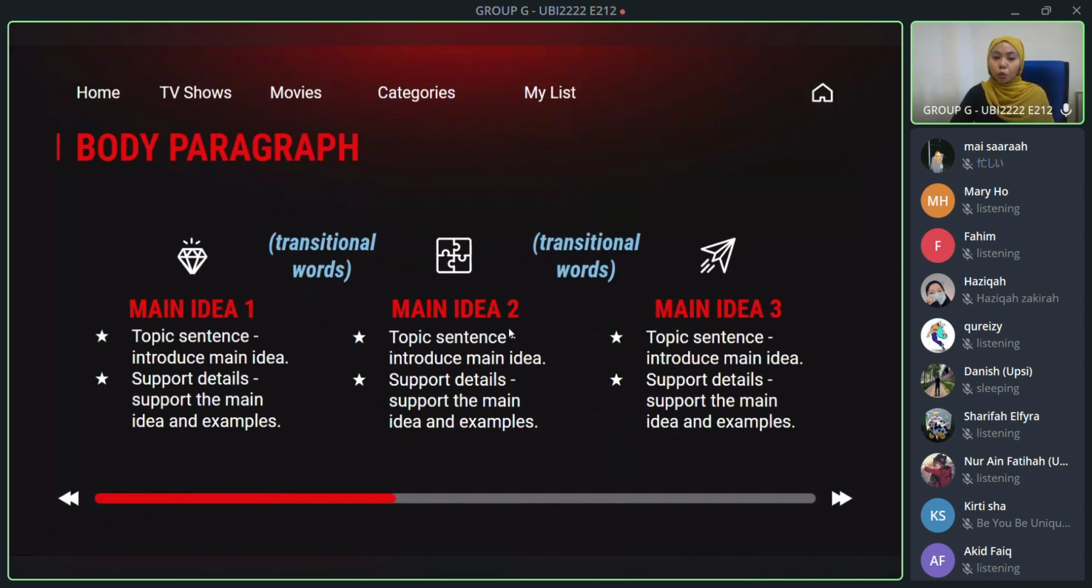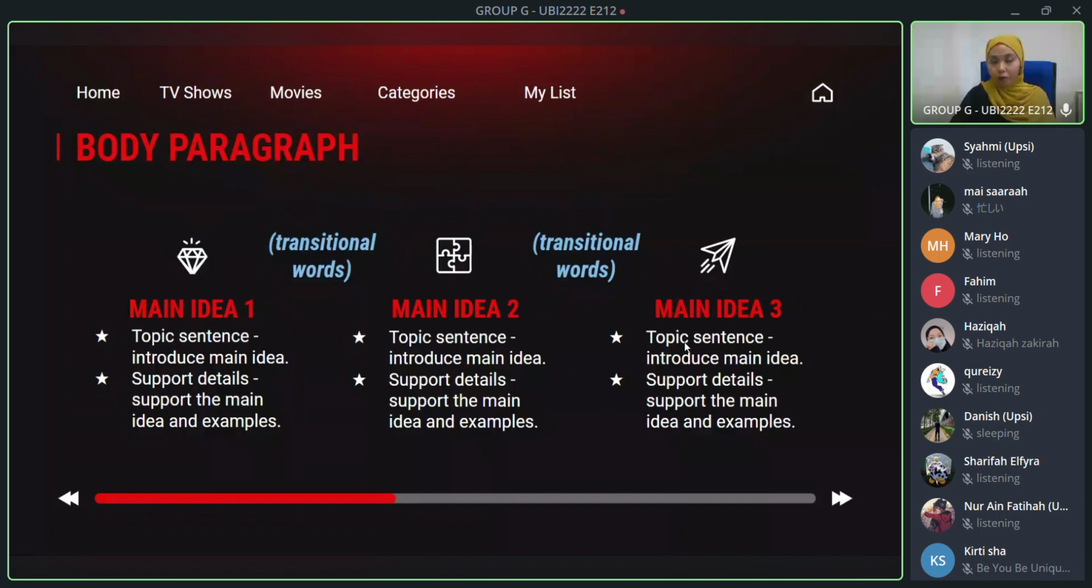Okay. So here comes the topic sentence. In each body paragraph, you need to have a topic sentence which introduces the main idea, and supporting details that support the main idea and also give examples. The same structure applies to all body paragraphs. If you have two, then two. If you have three main ideas, then three. Perhaps if you have four, it's still the same structure. And don't forget to include transitional words in between each paragraph. I'll show you the example afterwards.